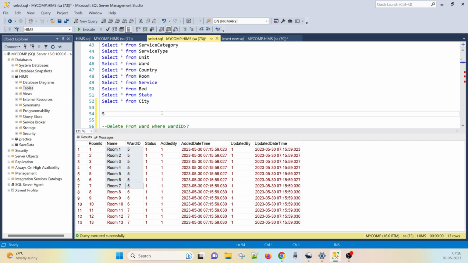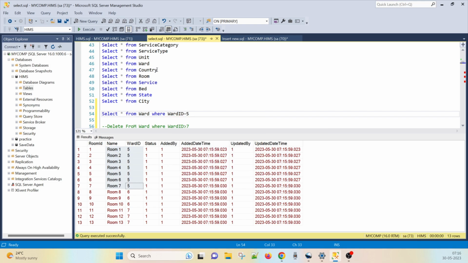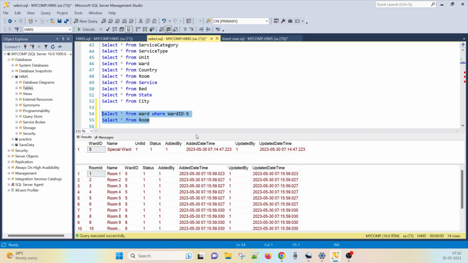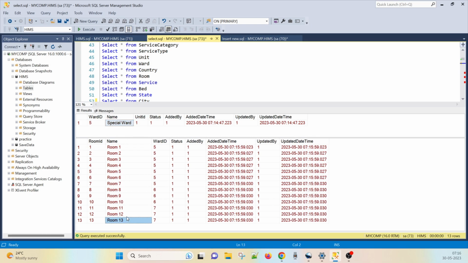How this ward 5, select star from ward where ward ID is equal to 5, correct? And which I executed. So both the queries are at a time. So it is the special ward, means special ward having the different rooms. And so you will get, yeah, there are the 7 rooms which are bind to the special ward.